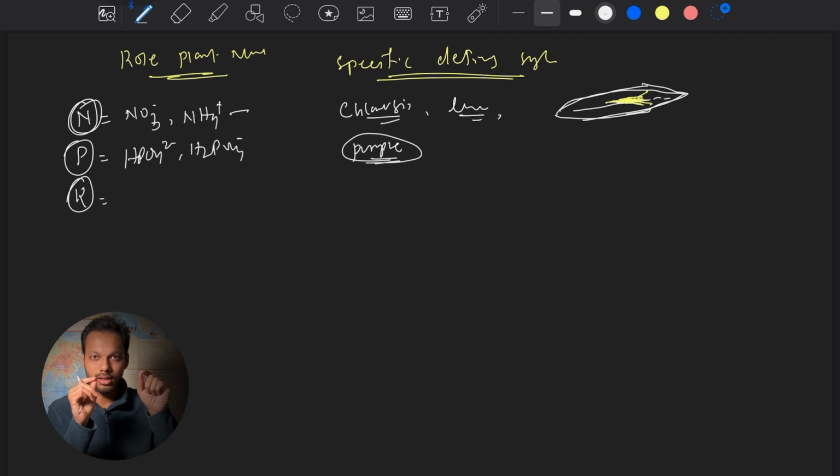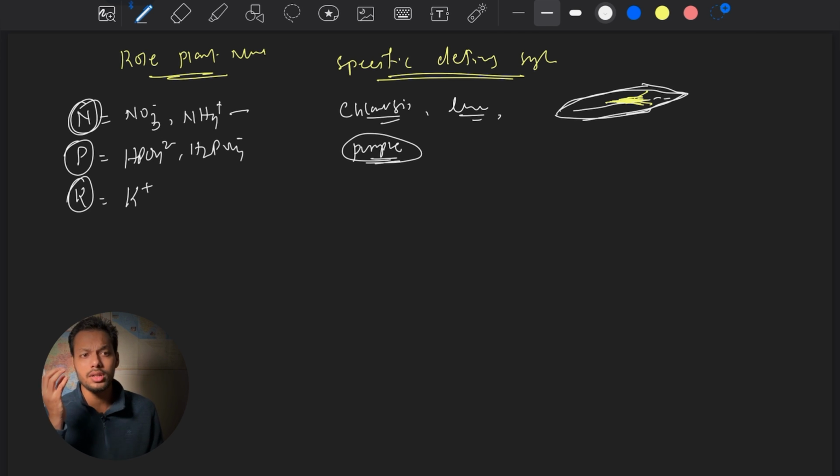Necrotic means dying of the tissues of the leaves. Okay, that is necrotic symptom. So in case of potassium, the form of uptake is K plus. Okay, in the K plus form it is being taken up by the plant. Remember, potassium is not a constituent of any biomolecule. It is present in the plant system in the free form.